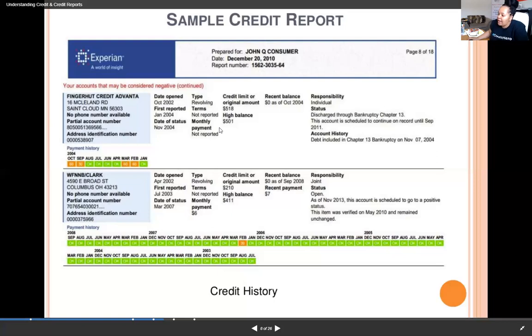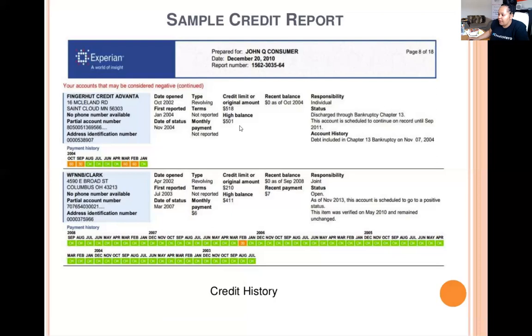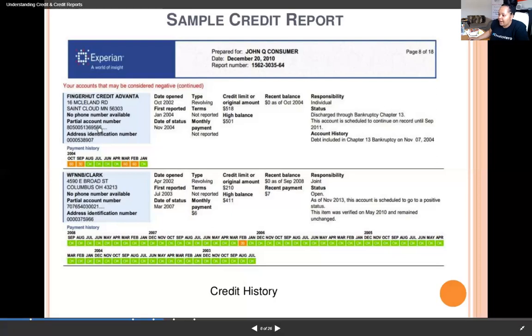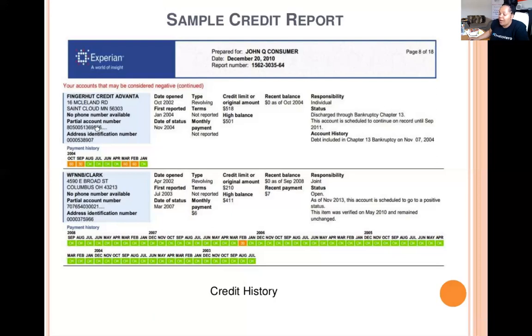An inaccurate item could be the date open. An inaccurate item could be the credit limit or the balance, right? An inaccurate item could be the account number. A negative item is a 60-day late, a 30-day late. Okay, so definitely know the difference. That's all I'm saying. Just know the difference.